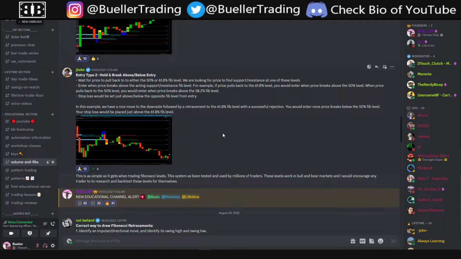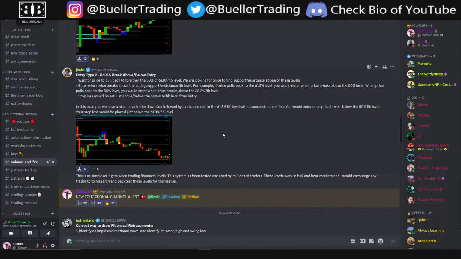Entry type 2, hold and break above or below entry. Wait for price to pull back to either the halfway point or the golden pocket level. We are looking for price to find support or resistance at one of these levels. Enter when price breaks above that acting support or resistance fib level. For example, if price pulls back to the golden pocket, you would enter above where price breaks the 50% level. When price pulls back to the 50% level, you would enter when price breaks above the 38.2.